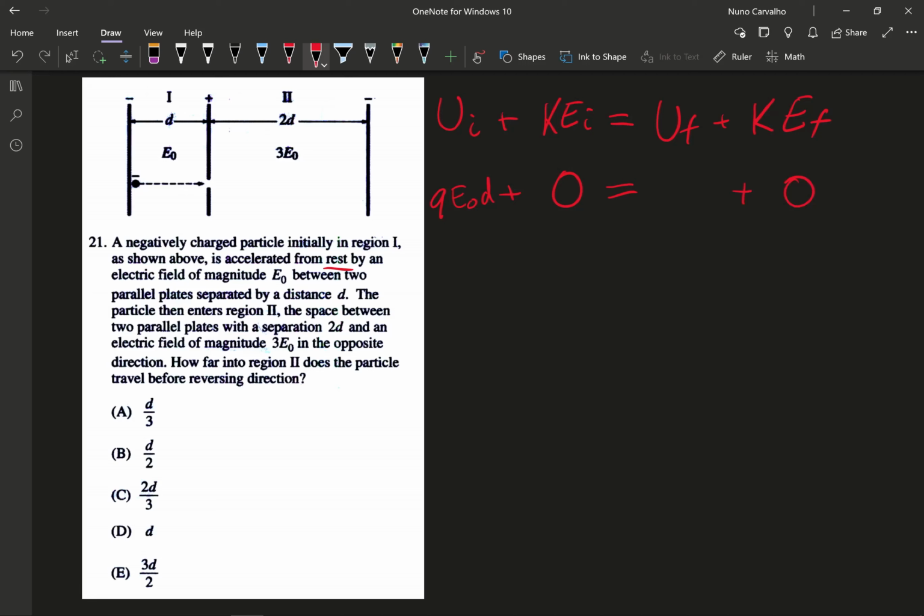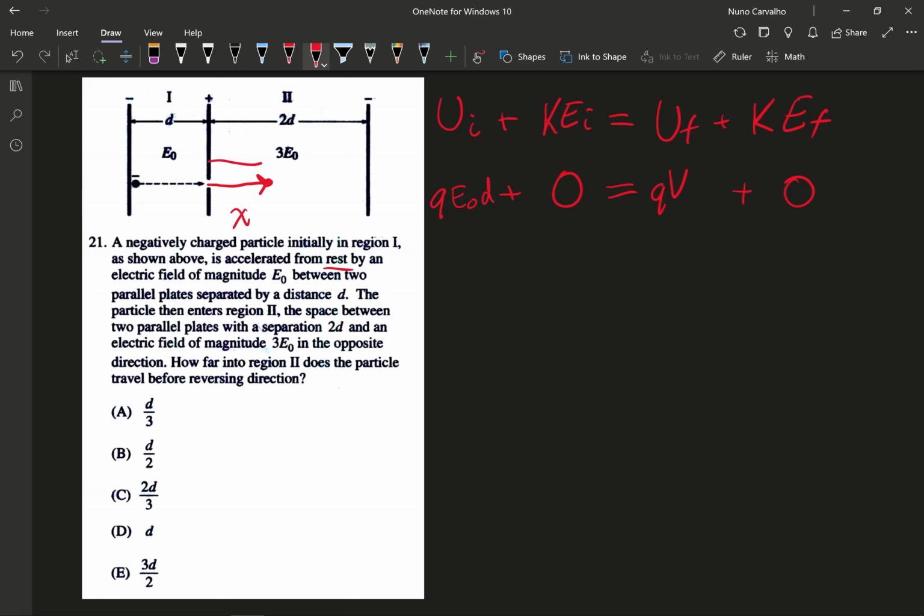So then we're just left with a potential energy. And what is this potential energy? Once again, it's going to be Q times V. But what is this new V? Well, let's think about what's really happening: the charge is going out to some distance here. Let's call it x. And then it's basically going to reverse direction right there.